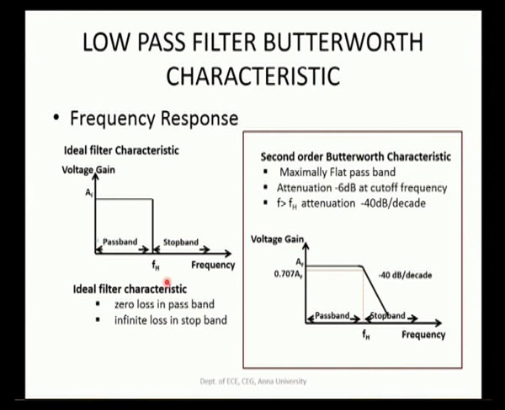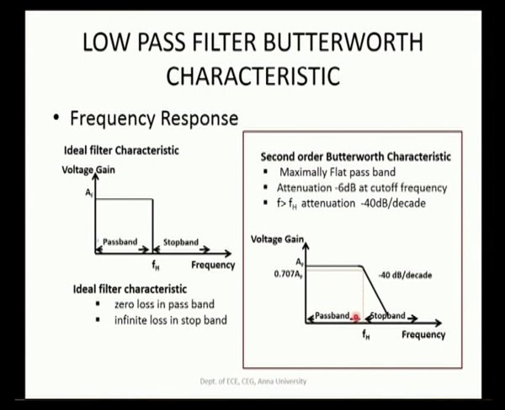This is closely approximated by the Butterworth characteristic. The Butterworth characteristic has a maximally flat pass band, and then you can see there is a roll off after f greater than fH. At f equal to fH, the attenuation is about minus 3 dB at the cutoff frequency, and for f greater than fH, the attenuation is about minus 40 dB per decade. So, this is the roll off rate for this Butterworth characteristic, and this is the characteristic which we will use to realize the filter.